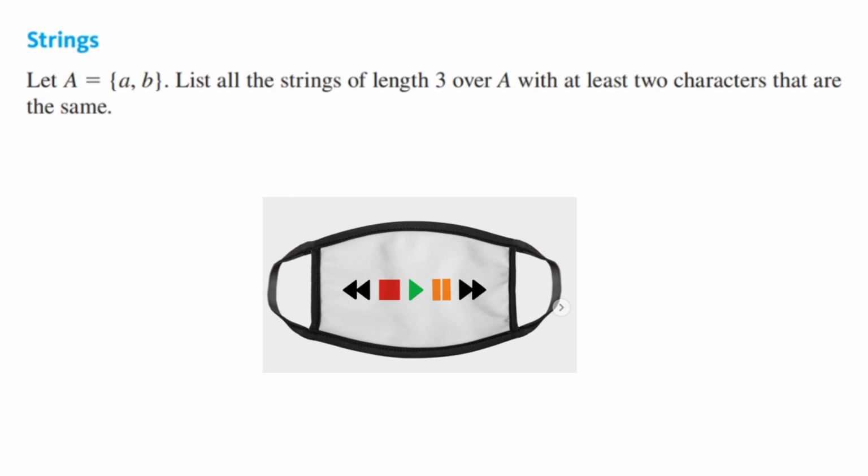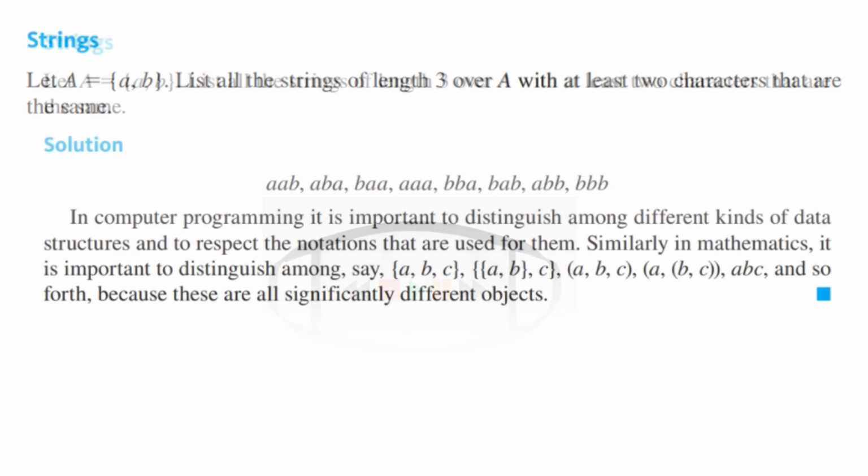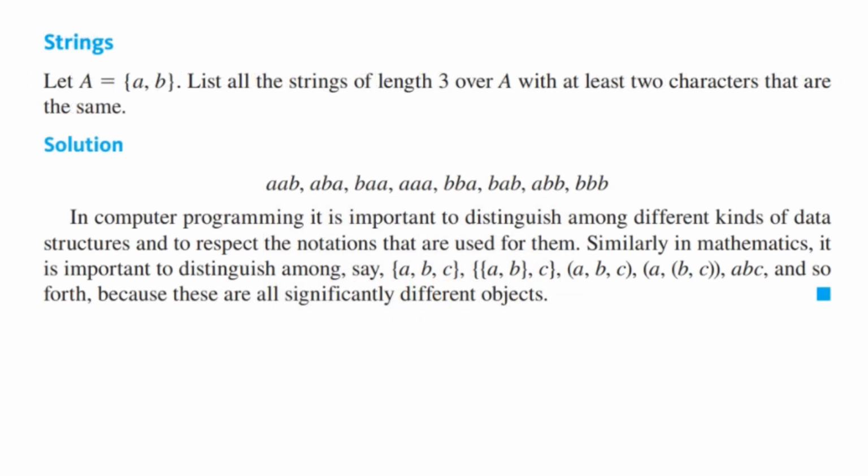Here's a problem dealing with strings. Let capital A equal the set {a, b}. List all the strings of length 3 over A with at least 2 characters that are the same. You know what to do. Let's see how you did. So these are the, let's see, 1, 2, 3, 4, 8 strings that are possible.